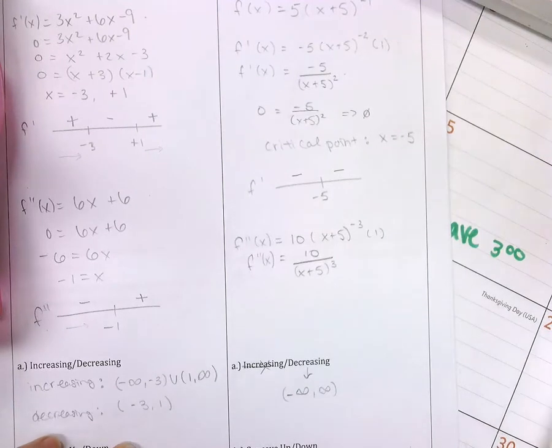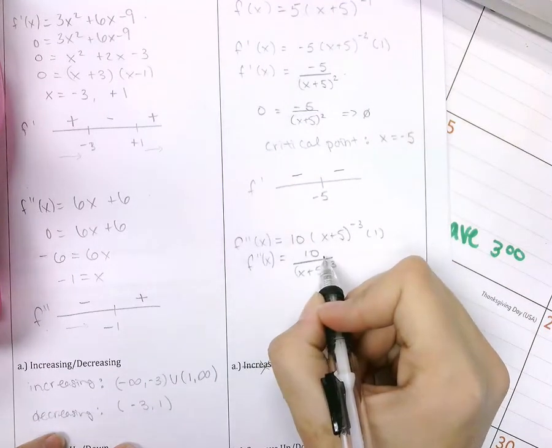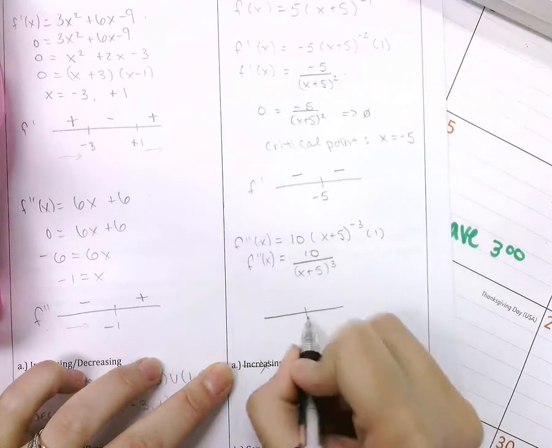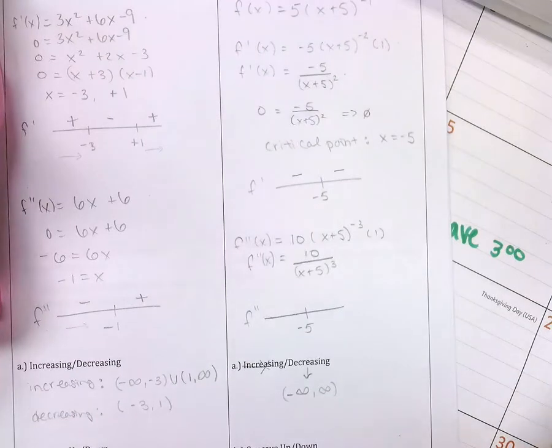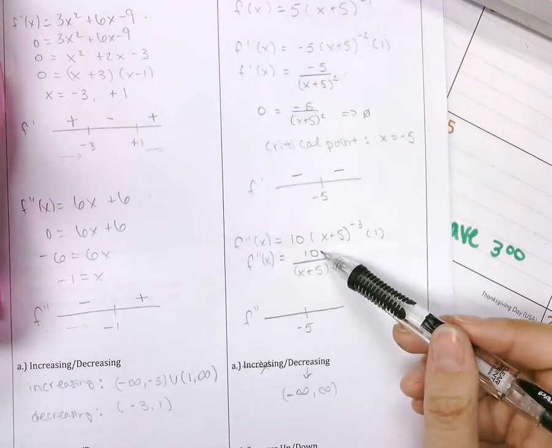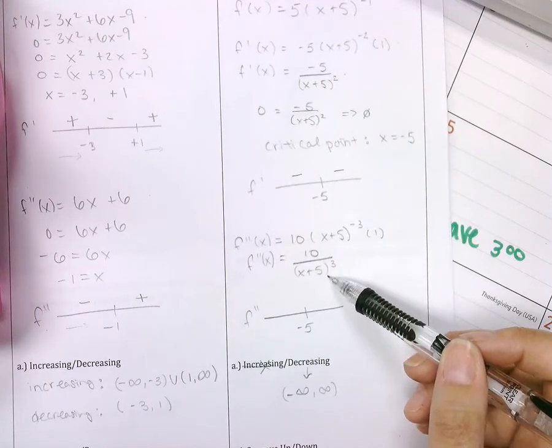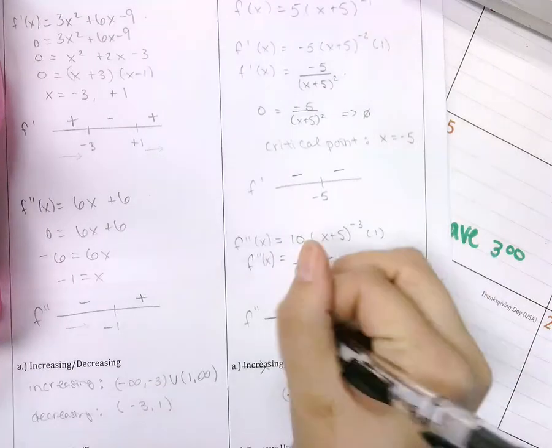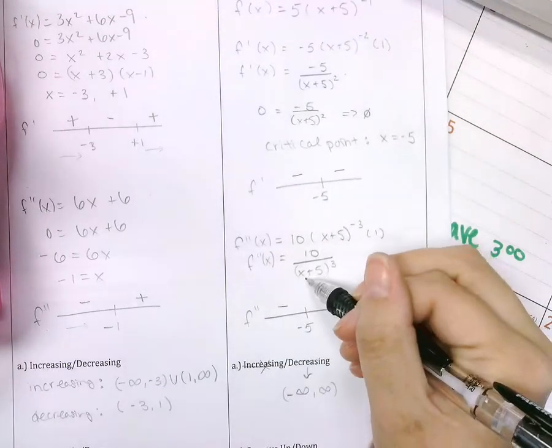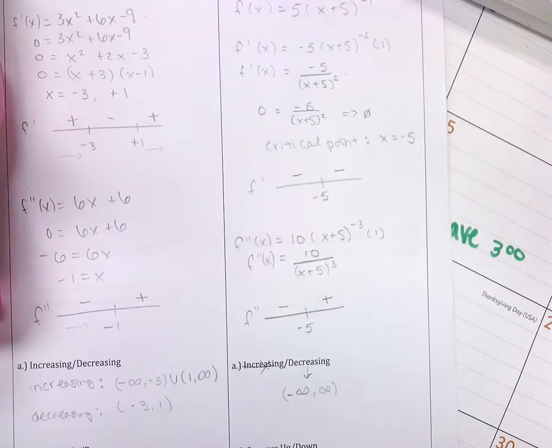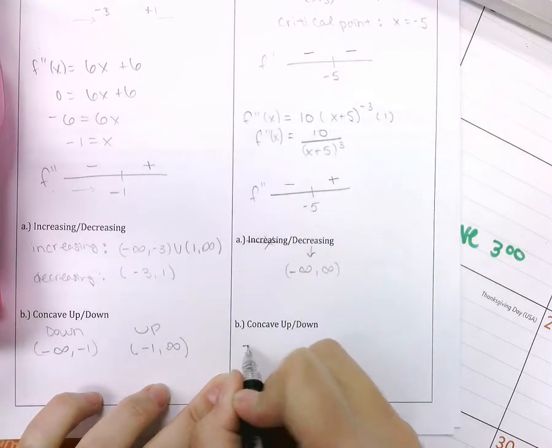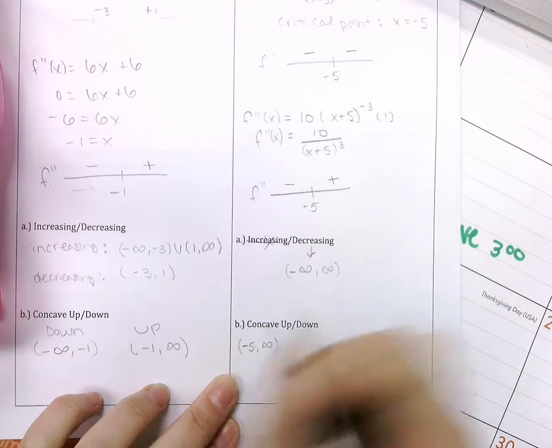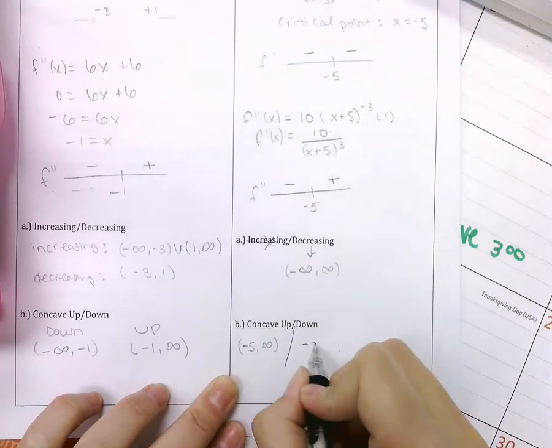Can you set this equal to 0 and solve? No, because the numerator does not have a variable in it. So that means the only value you put is negative 5. Basically the vertical asymptote. The numerator is always positive, which means you're just checking the denominator. Anything less than negative 5 is going to make our denominator negative, which will make the fraction negative. Anything bigger than negative 5 is going to make the denominator positive, which will make the fraction positive. So that means we are concave up from negative 5 to infinity, and concave down from negative infinity to negative 5.